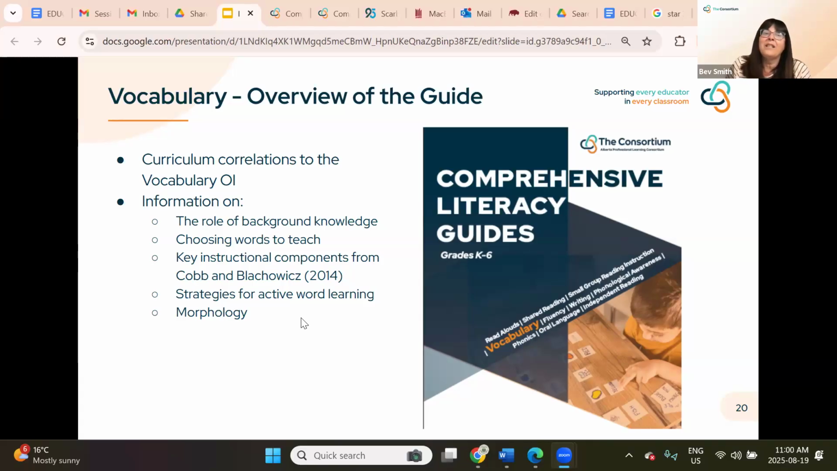Also, morphology is included within the vocabulary organizing idea. And if you go onto the APLC website and search curriculum resources and search morphology, there is a wealth of resources in there. So with vocabulary, you can go to the next slide, Kelly.